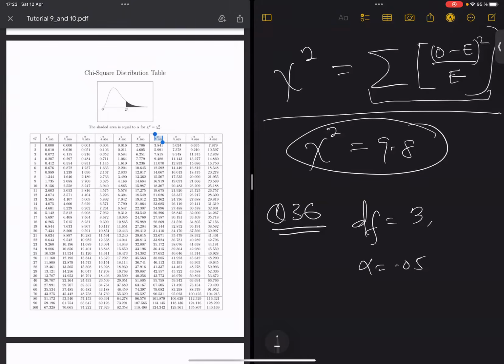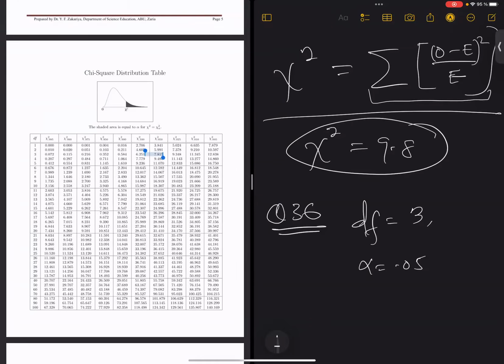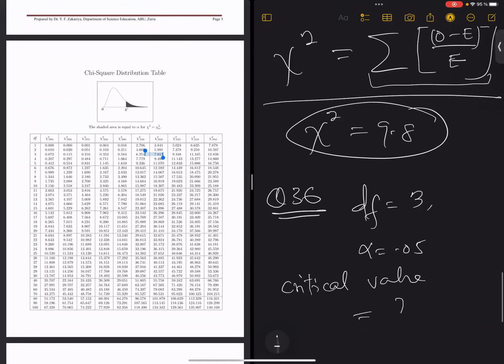Look at it. That's why we have the chi-square value for 0.05. Then we look down at degree of freedom of 3. Degree of freedom of what? Of 3. That is the point. Degree of freedom of 3 for alpha value of 0.05. So I can read from there, critical value to be equals to 7.815. This is what I got.